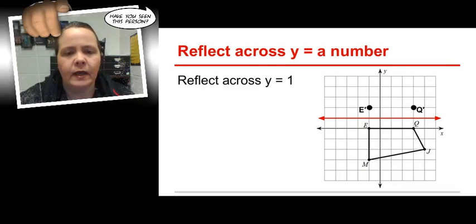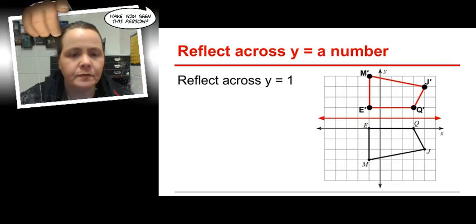E is 1 unit, and its image will be 1 unit on the other side of the line, so there's E prime. And then we have J, and J is 1, 2, 3 units from that line, so its image is also 3 units from the line, but on the other side. And then we have M. M is 1, 2, 3, 4 units from the line, and its image will be 4 units on the other side of that line. And then we will connect our points, and we have our image of the original there.